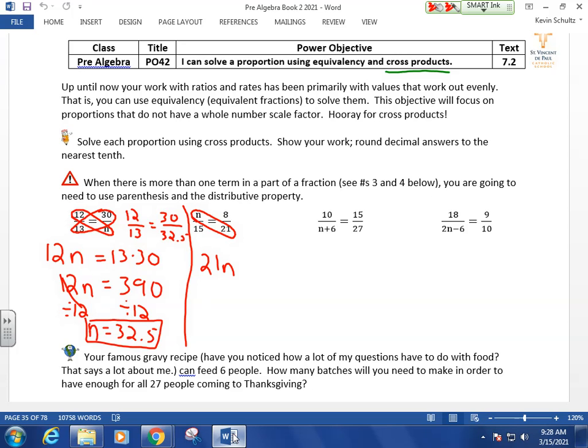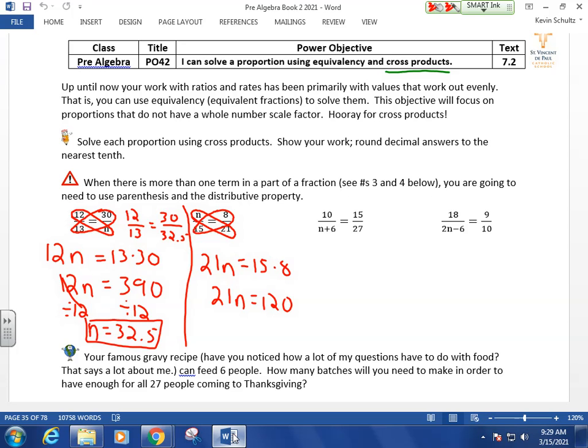And then 8 times 15, which is 120. I'm going to write out that 8 times 15 so you can see where I got that, since we're still kind of learning this here. So 8 times 15, 15 times 8, doesn't make a difference. Both of them equal 120.